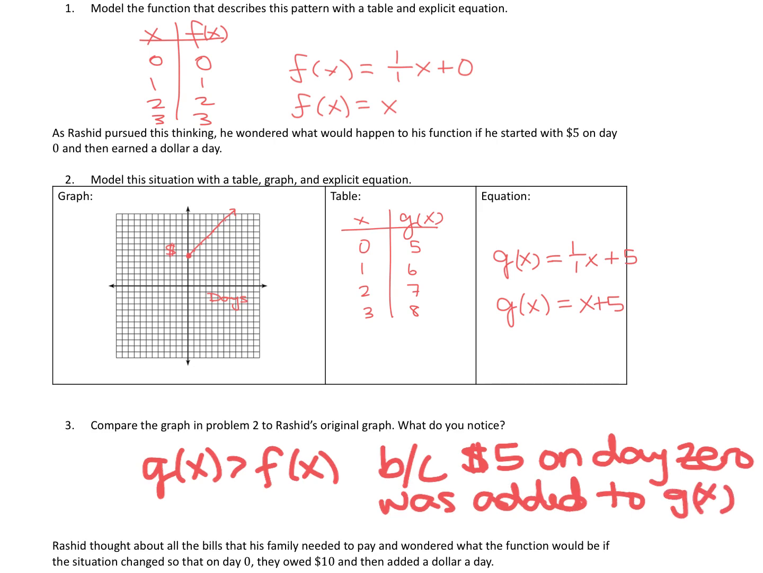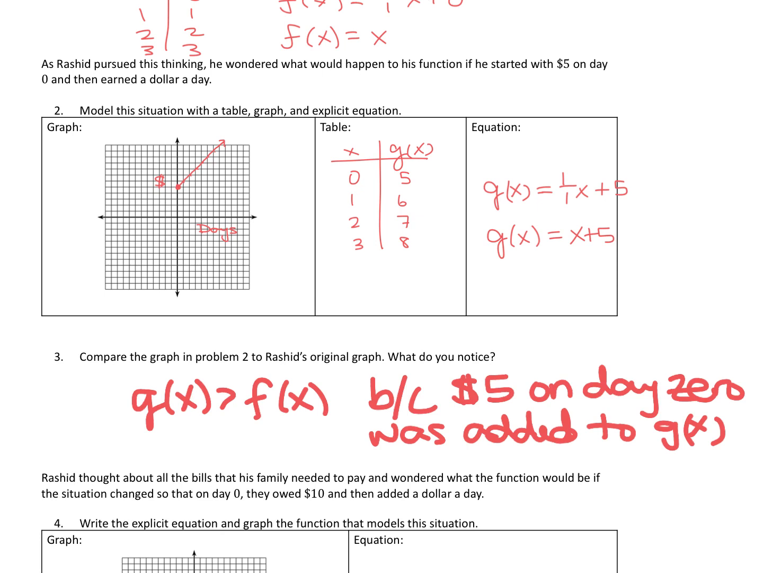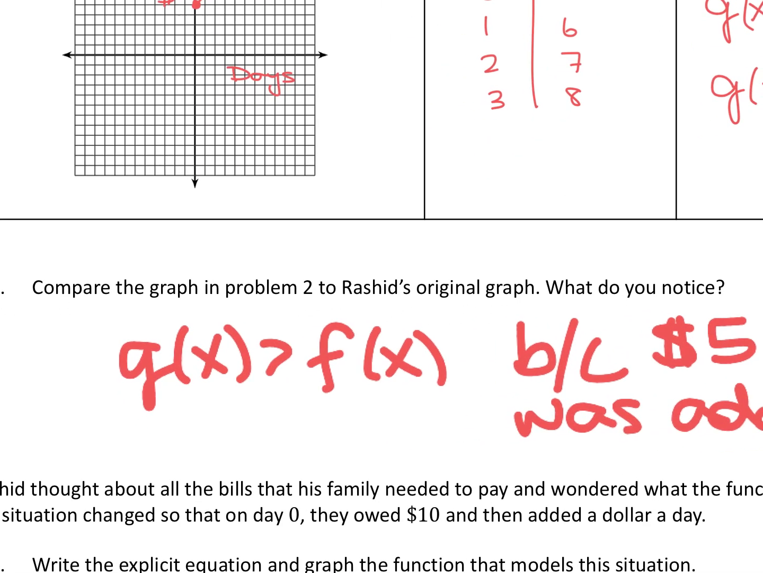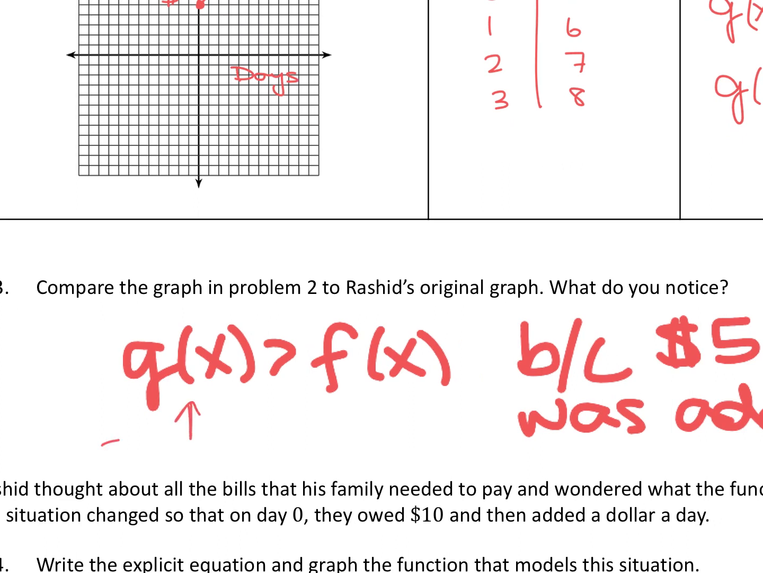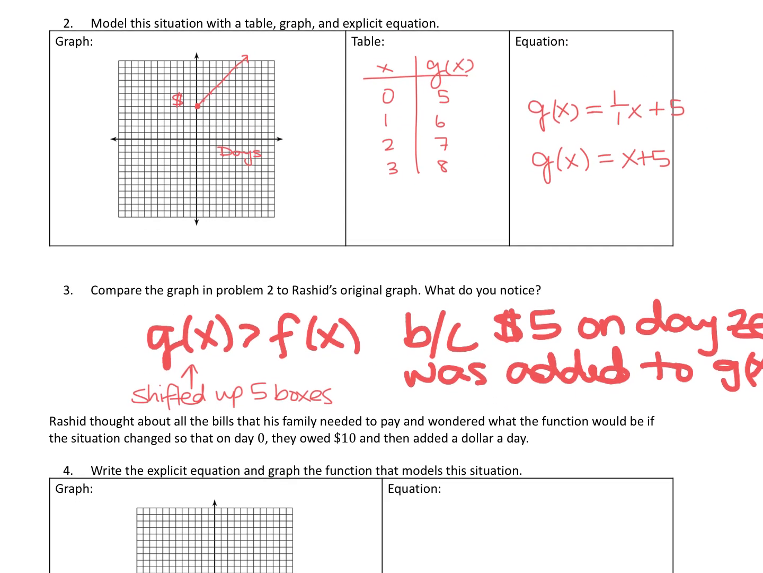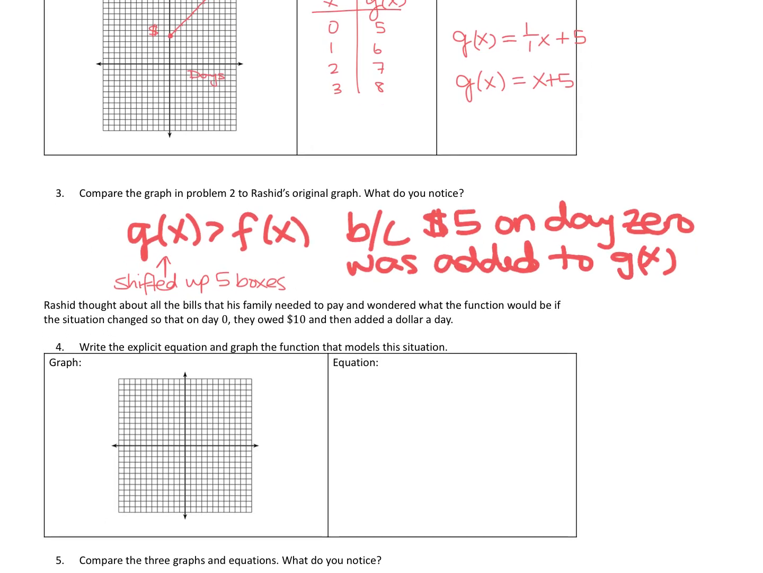Okay, in the end, what did that $5 on day 0 added to g of x do? It shifted g of x up 5 boxes. So g of x is shifted up 5 boxes. Okay. All right.